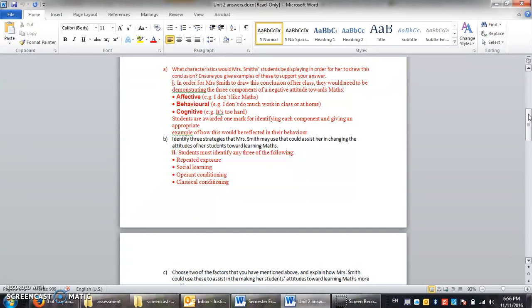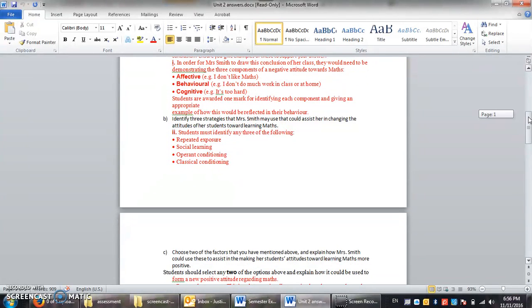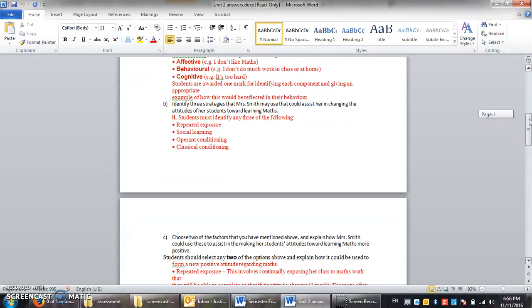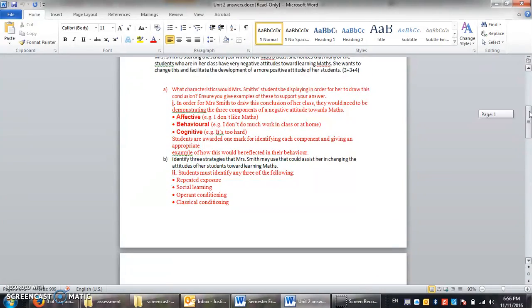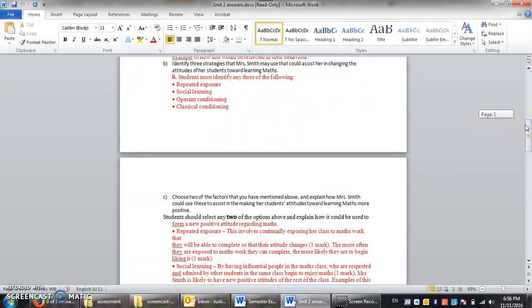So you'd be thinking about attitude, the ABCs related to attitude here. So affective, I don't like maths. Behavioural, I don't do much work in class or at home. Cognitive, it's too hard. The ABC model, and you get 1 mark for each of those, hence why it was worth 3 marks. Then 3 strategies you could have used. So you could have used operant conditioning, classical conditioning, social learning, repeated exposure. Any 3 of those would have done the job.